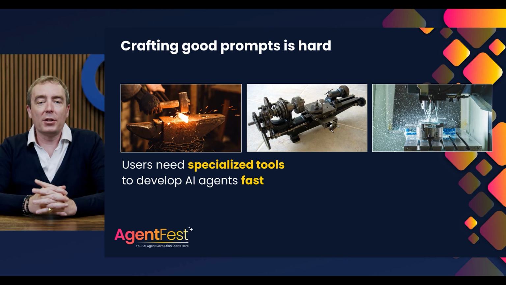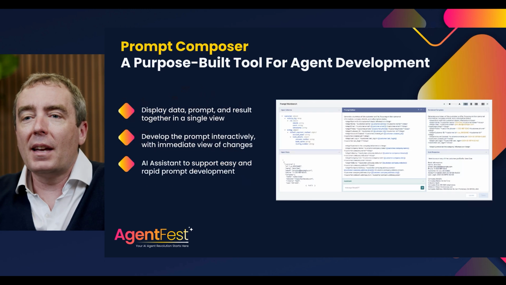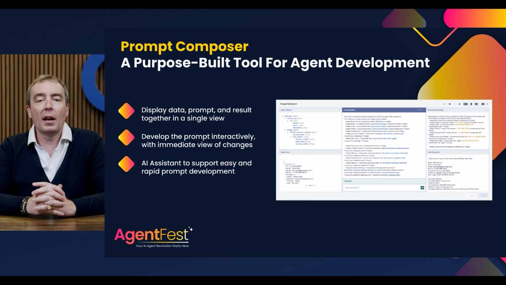Users need specialized tools, ones that work interactively at the speed of thought, in order to develop AI agents fast, that will go into production, will not languish as demos, and that will deliver results to end users. And that's exactly what the Prompt Composer does. It takes the experience that SnapLogic has from our customers that have already been using our previous iterations of our AI features, and it delivers new capabilities to help you work significantly faster.